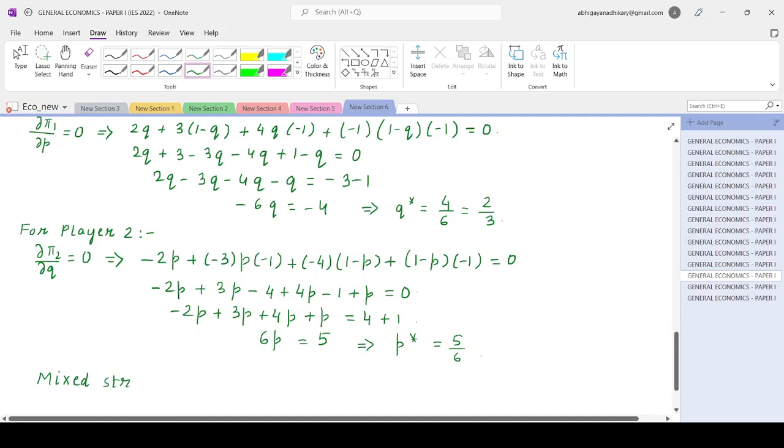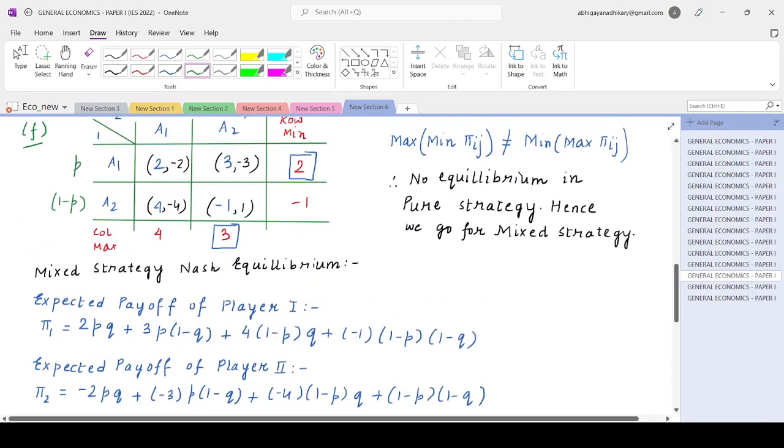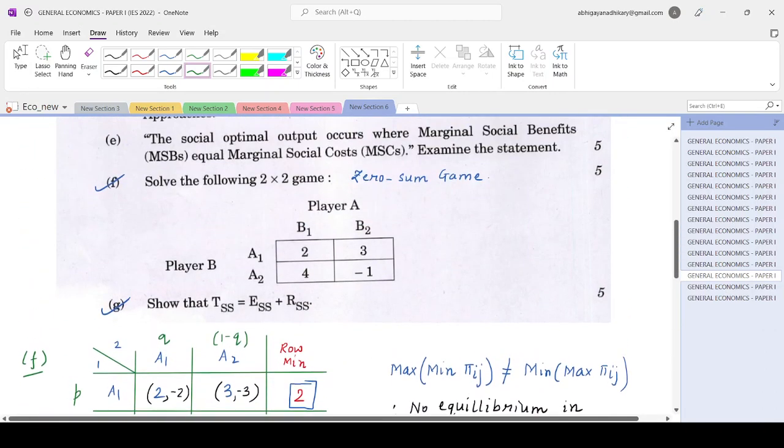So the mixed strategy Nash equilibrium is p star and q star, which is 5 by 6 and 2 by 3. Okay, so this is your answer to part F of the question.